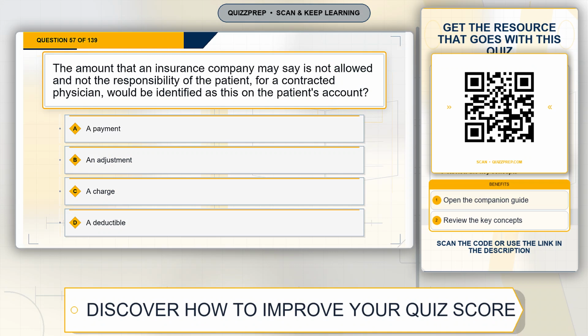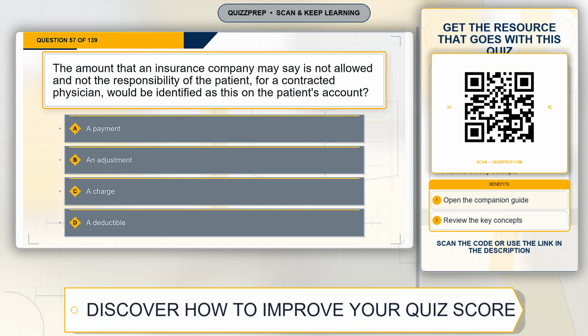The amount that an insurance company may say is not allowed and not the responsibility of the patient, for a contracted physician, would be identified as this on the patient's account. Option A, a payment. Option B, an adjustment. Option C, a charge. Option D, a deductible. The correct answer is now shown.